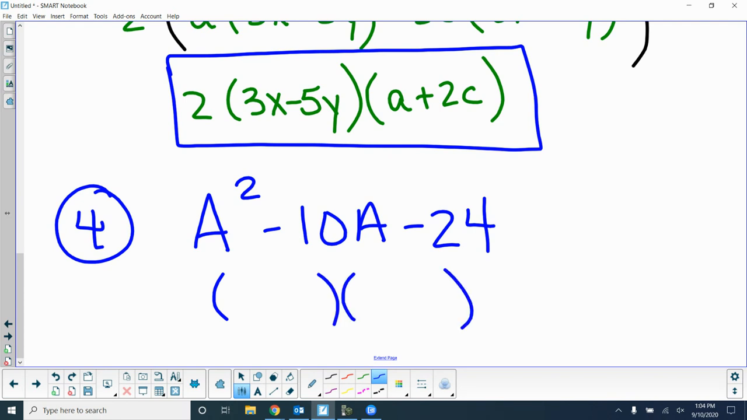The only way to get a squared is what times what? a times a, right? Now, all I worry about is the c value. What are the factors of negative 24 that add up to negative 10? Negative 12 and positive 2. That is correct.